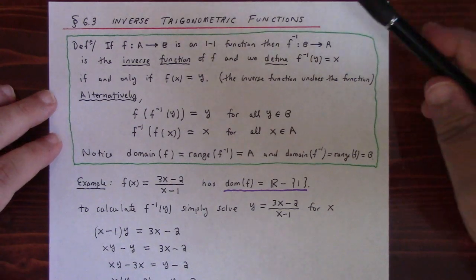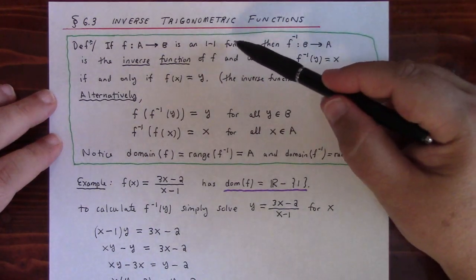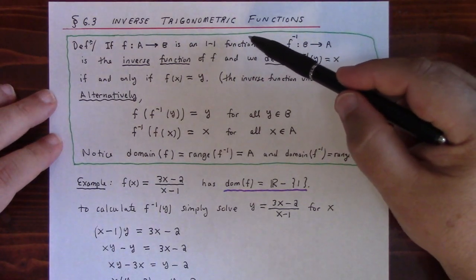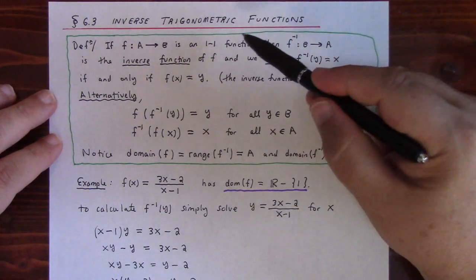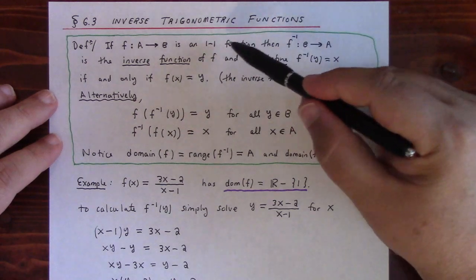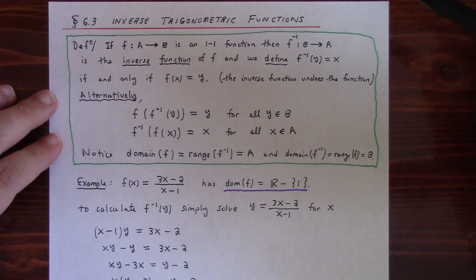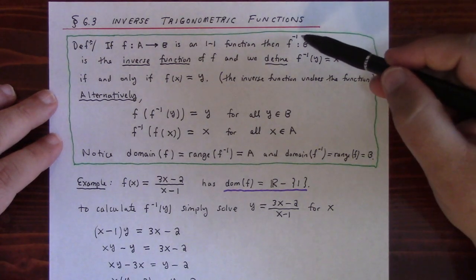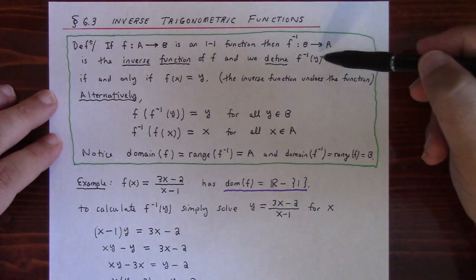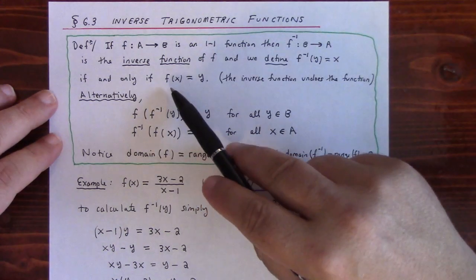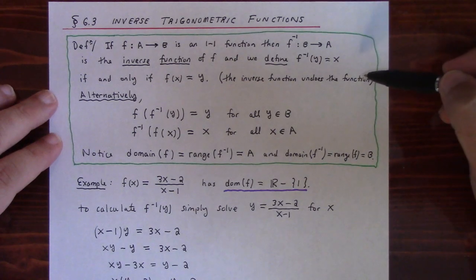An inverse function: if you have a one-to-one function f from A to B, which means that if f of x1 equals f of x2, it forces x1 to equal x2. That one-to-one criterion we can also understand by the horizontal line test, you may recall. Then f inverse, the inverse function from B to A, we define f inverse of y to be equal to x if and only if f of x is equal to y, which is to say that the inverse function undoes the function.